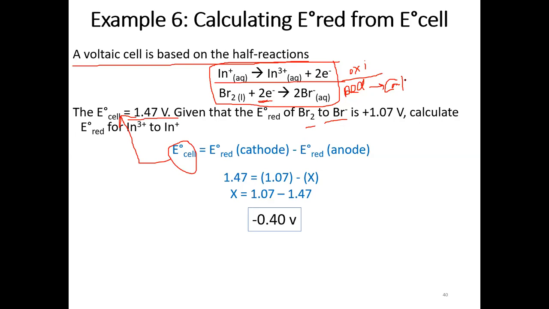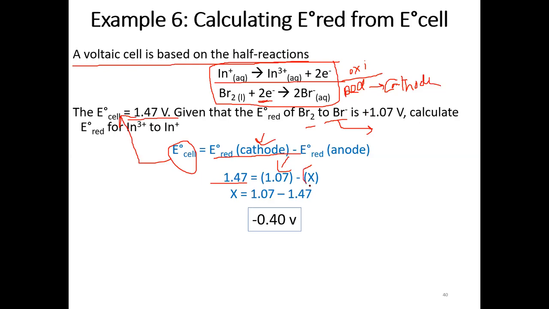Cathode, right? Because reduction is on cathode. Oxidation is at anode. So my bromine is actually the cathode. So that comes first in the formula or in the expression. That's why I'm writing. So this is given to me, which is E cell. Then the E reduction for the cathode is given to me, which is this.